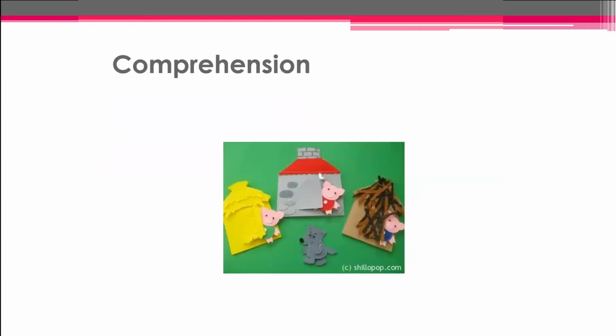Visuals are also used for comprehension. They provide information in a way that children can easily understand, make words meaningful, and guide children to ensure that they can see the sequence of events and predict what happens next.